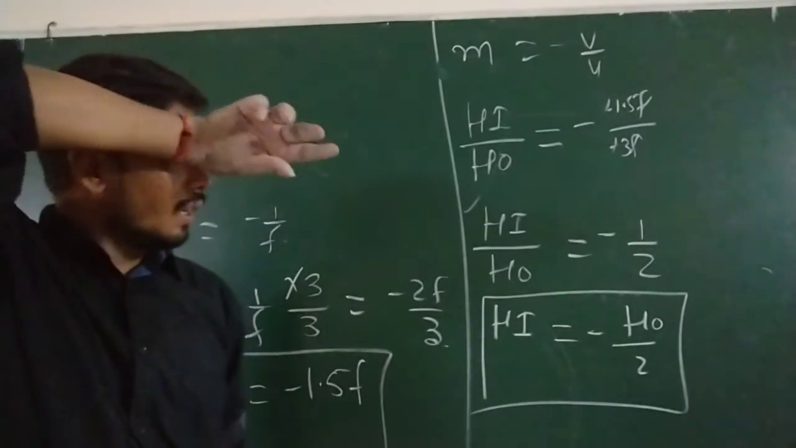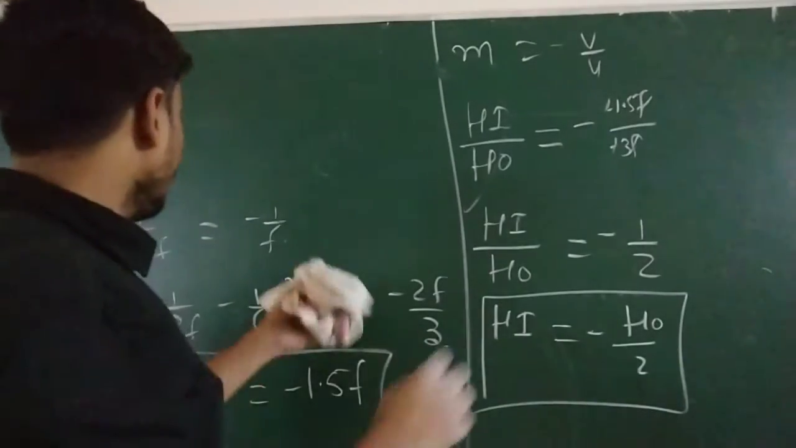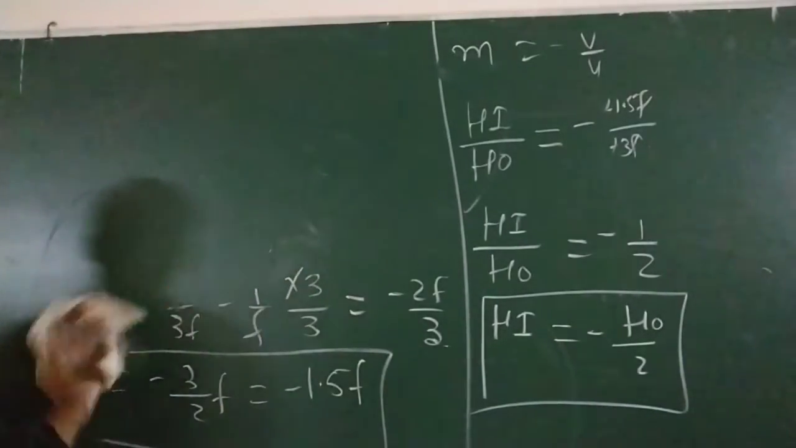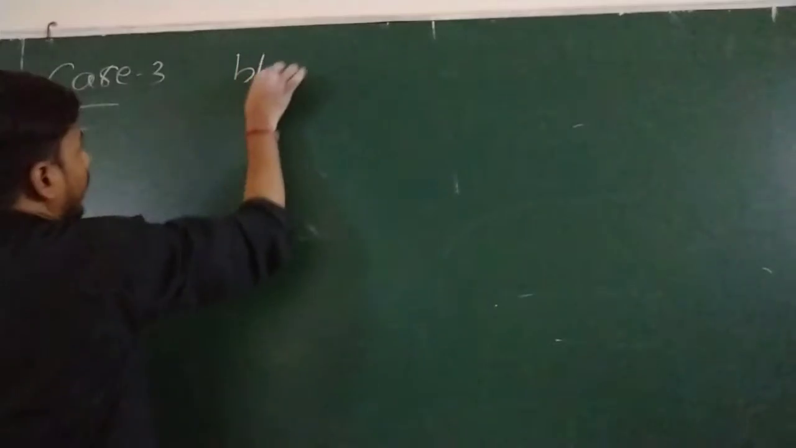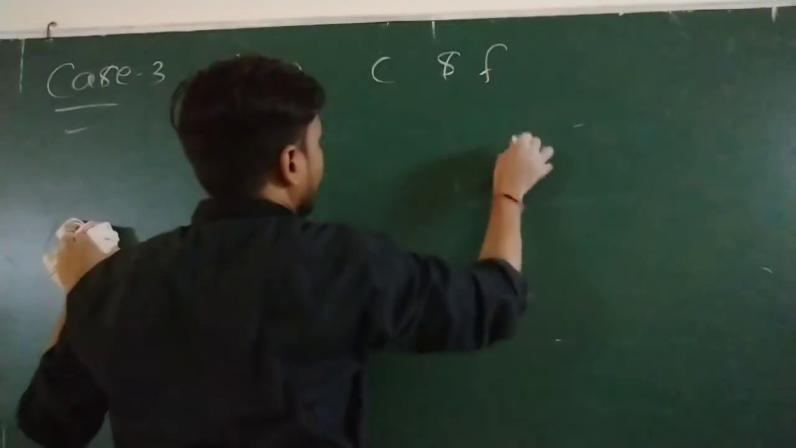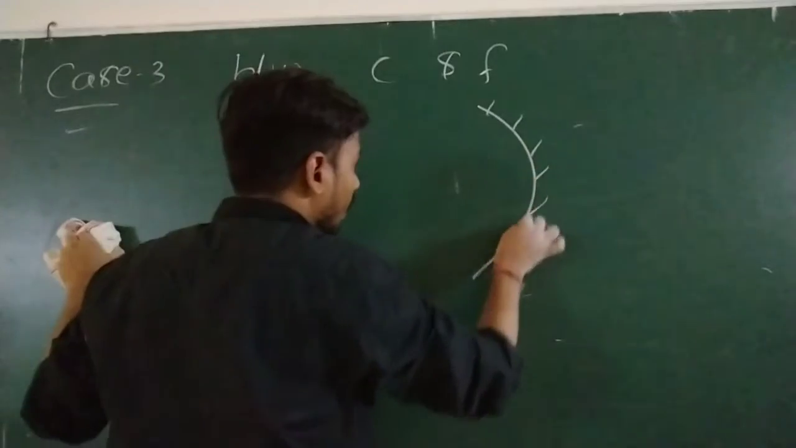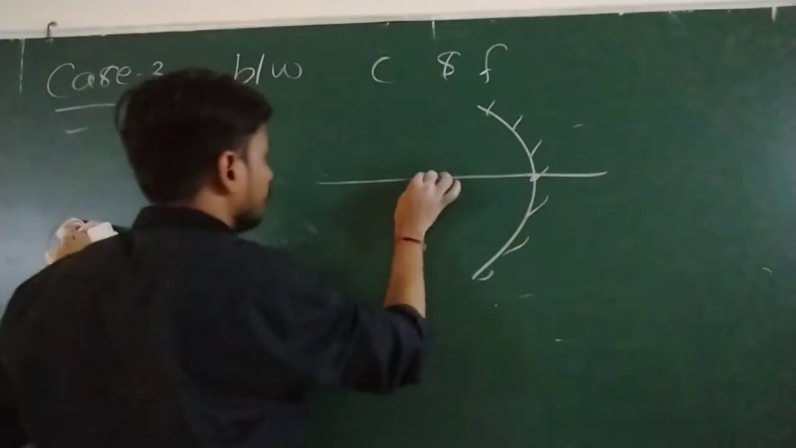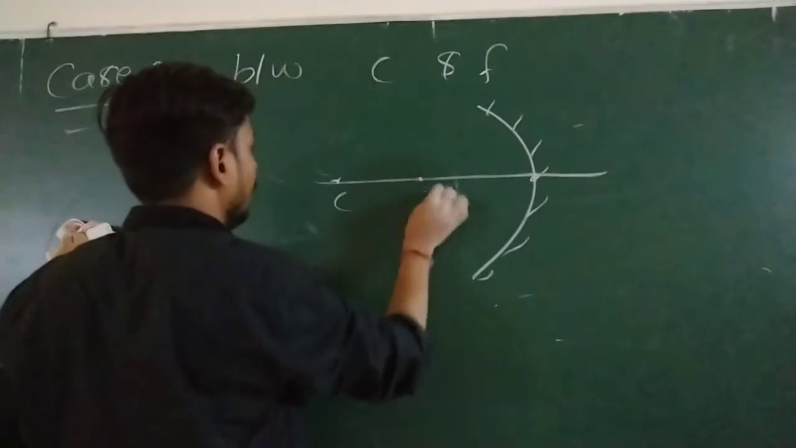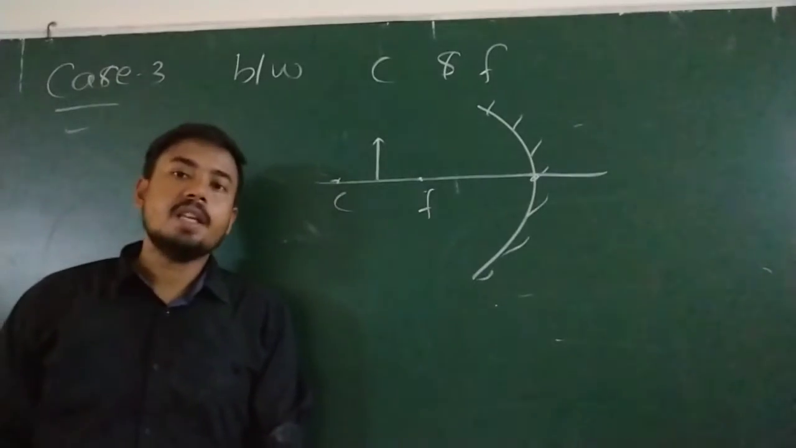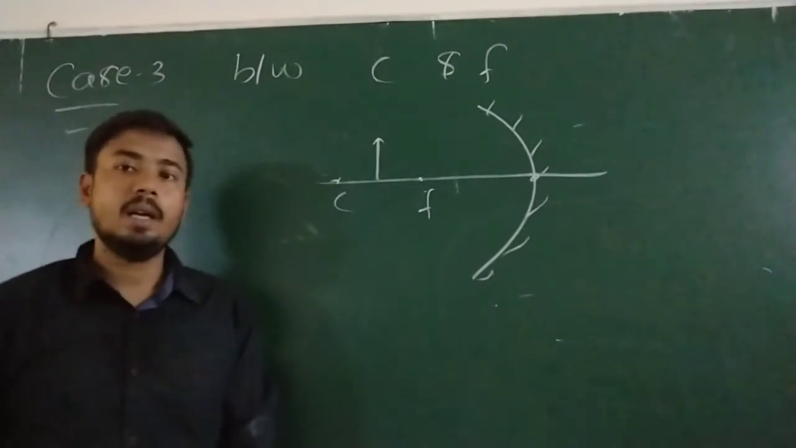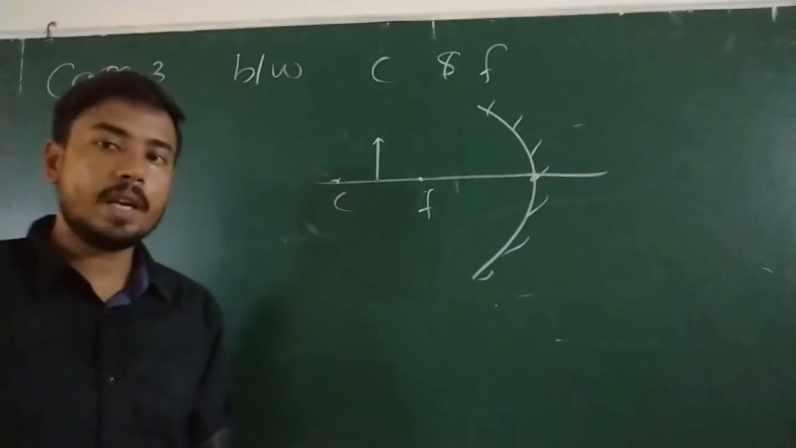Now we are going to take the third case, between C and F. See, third case. Between C and F, when the object will be here. Suppose the object is here. So remember what I said: in this case the image becomes beyond C, inverted and enlarged. So we will verify one by one.